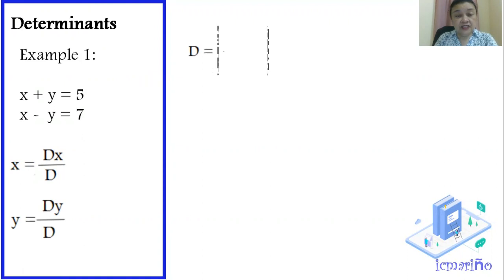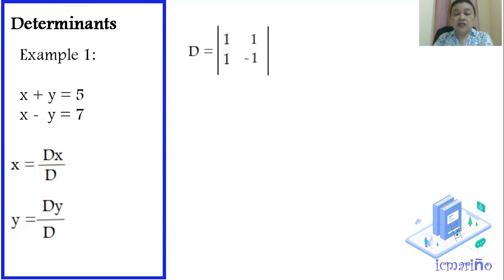So yung D natin, we are going to get the coefficients of x and y. In our equation, x plus y equals 5, and the second equation, ang coefficient ng x natin ay 1, and sa second equation, 1 din. While ang coefficients naman natin ng y variable ay 1 and negative 1. Bakit negative 1? Kasi minus y. Pagka ganun, consider natin na ang coefficient niya ay negative ang value.